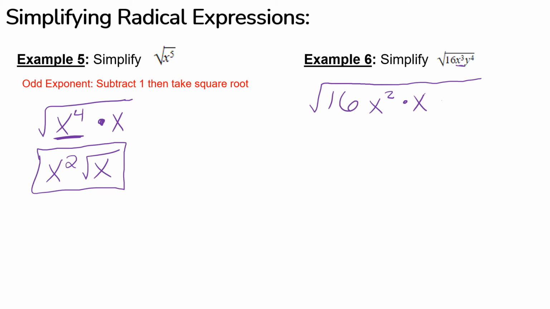Y to the 4th is a perfect square, so I simply bring that down. Now I just want to take the square root of all of my perfect squares and leave everything that is not a perfect square underneath the radical.